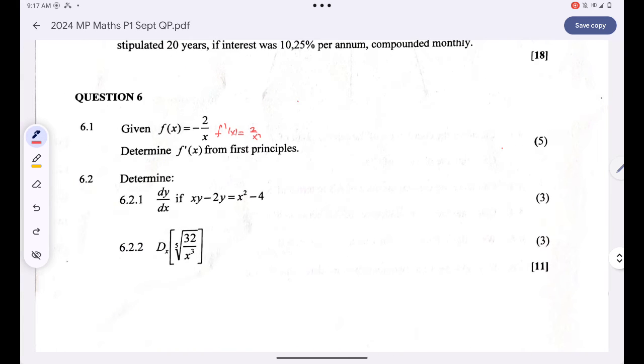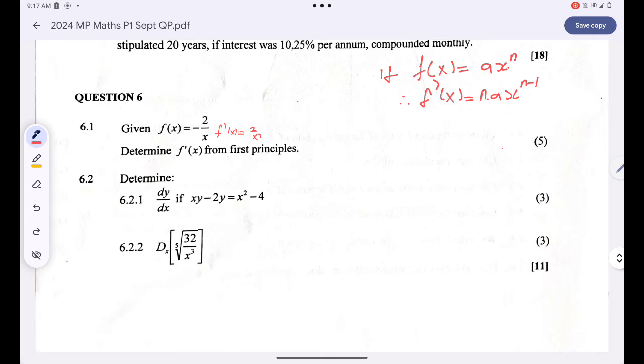And therefore, if that's the case, I can simply use the fact that if f of x is equal to a times x to the power n, then the derivative will simply be n multiplied by a and then x to the power of n minus 1.